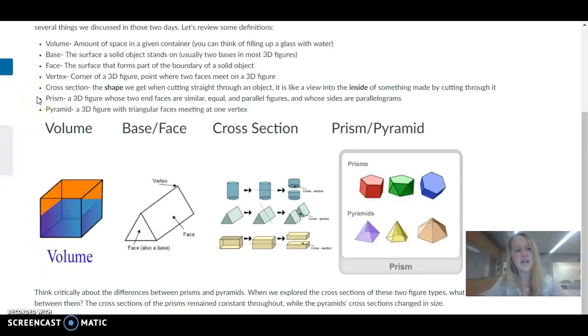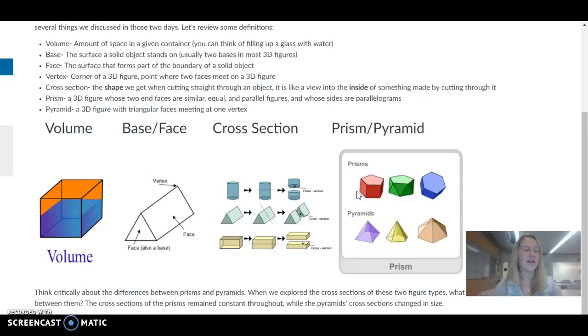A prism is a three-dimensional figure whose two end faces are similar, equal, and parallel figures. In other words, these are your bases. So your bases are two similar, equal, parallel figures, and their sides are parallelograms. Let's take a look at that for a second. If we take a peek at this shape right here, first of all, this shape on top, what's that called? It's a pentagon, yep. So this is the pentagonal prism. If we look at these sides right here, these are parallelograms. What shape does that look like?